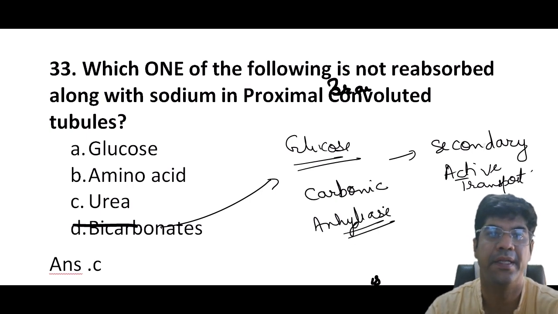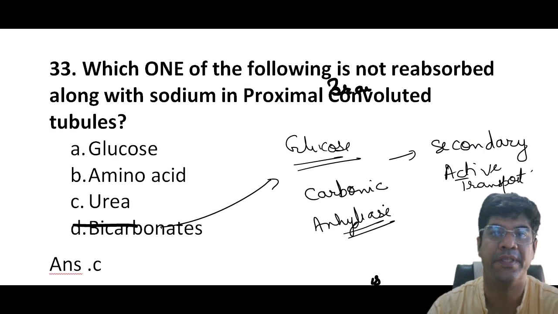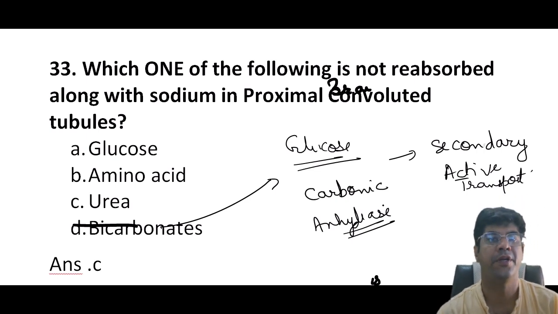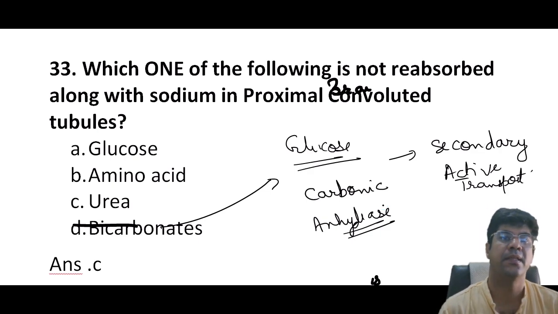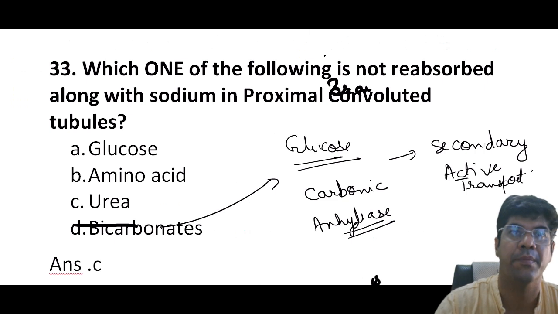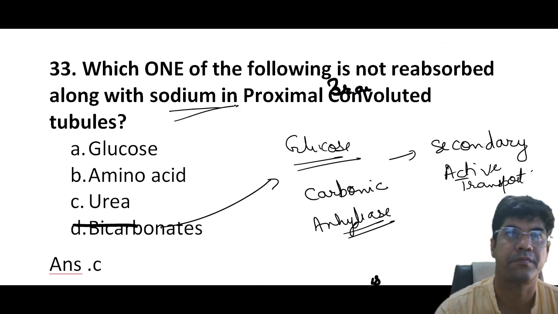Urea, remember, is not primarily reabsorbed with sodium in the proximal convoluted tubule. Urea reabsorption occurs mainly in the collecting ducts and is driven by the concentration gradient rather than direct coupling with the sodium reabsorption. So the answer is C.